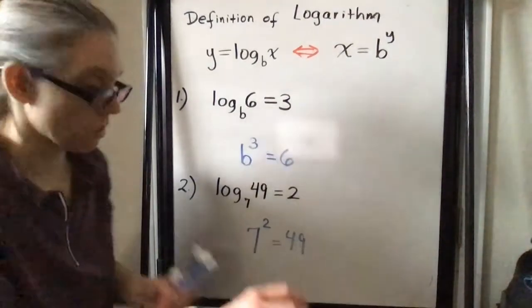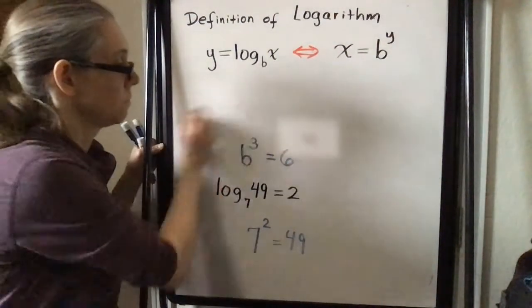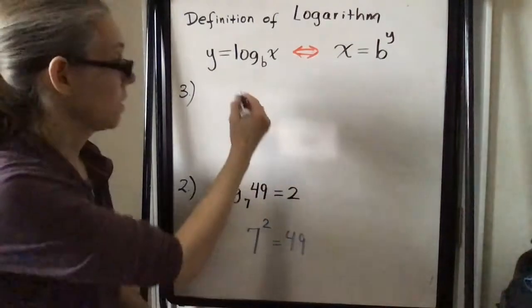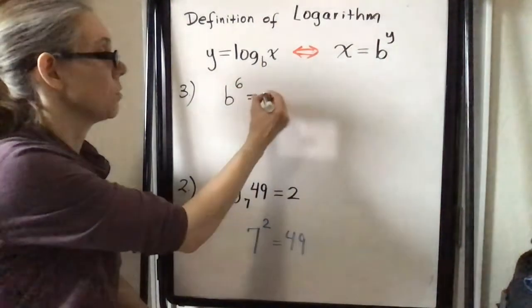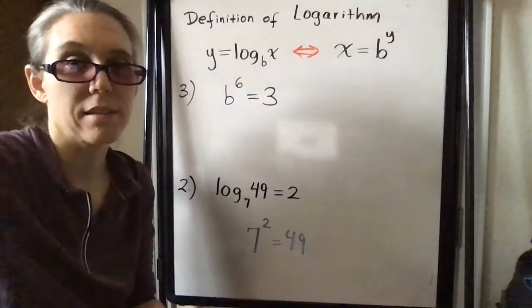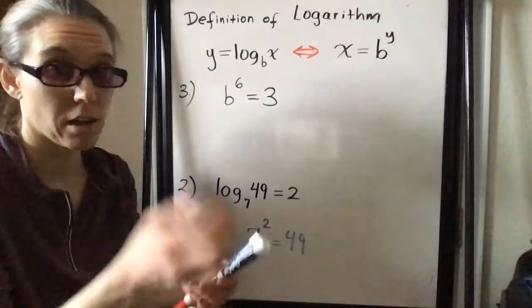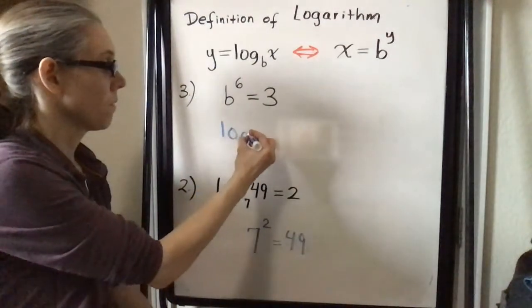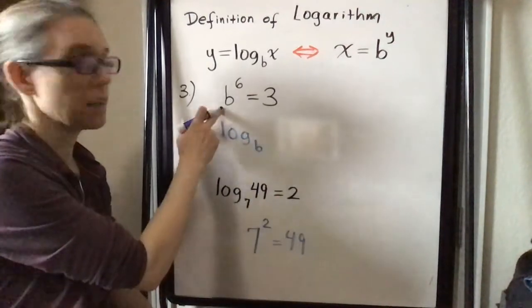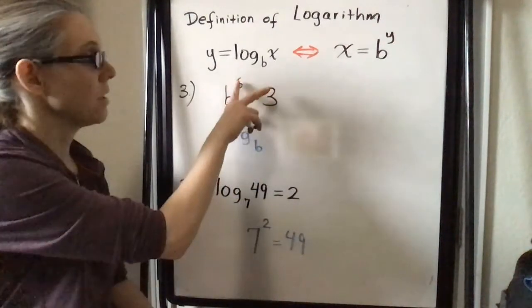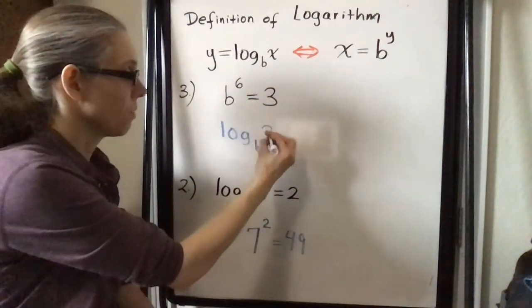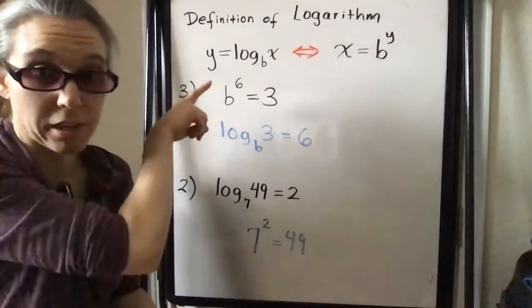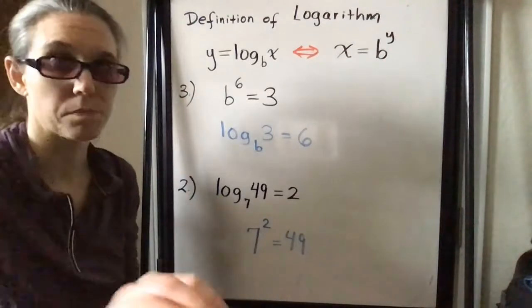Okay, question number 3. Here we're given an exponential form: b to the 6th is equal to 3, and we need to write this in logarithmic form. So to write it in logarithmic form, you have log base b. Remember, the base of the exponential is going to be the same as this, and then these are going to swap. So log base b of 3 is equal to 6. That's how you go from exponential form to logarithmic form.